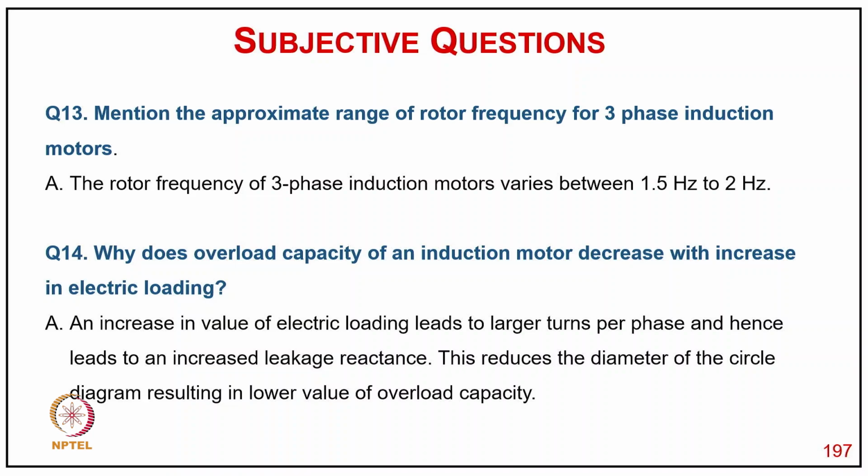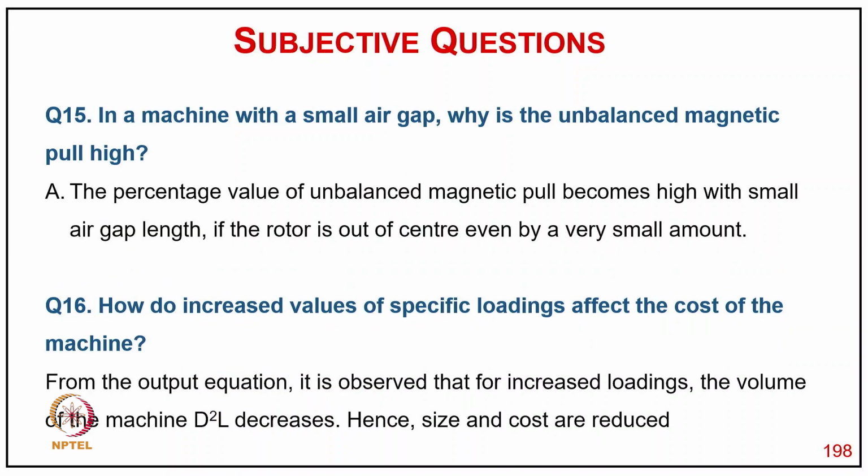The overload capacity of an induction motor decreases with an increase in the electrical loading, which leads to a large number of turns per phase, and hence reduces the circle diagram. Similarly, consider an induction machine with a small air gap. Why does unbalanced magnetic pull become high with a small air gap? If the rotor is out of center or has eccentricity, even by a small amount.